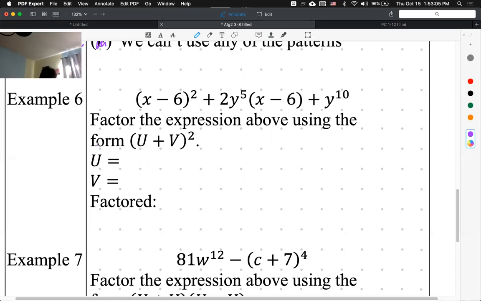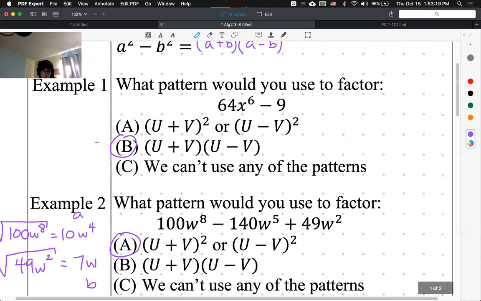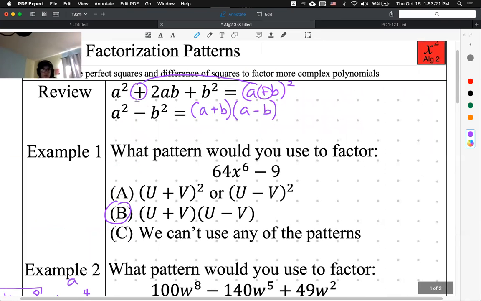So again, I'll let you guys do some thinking. What is the value of u? What is the value of v? If you need to, flip back to the front side of your notes up here to the formulas. That might be helpful.